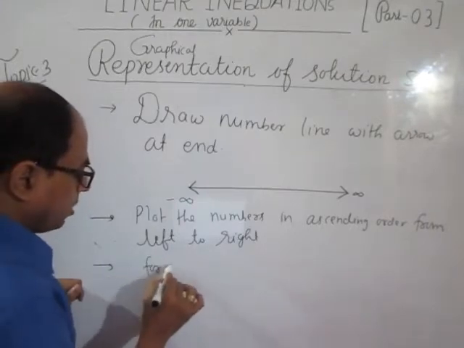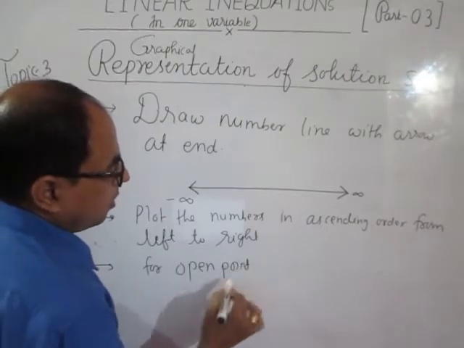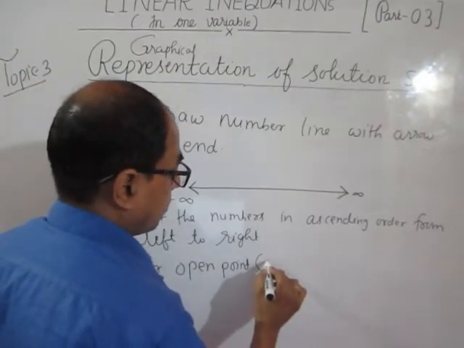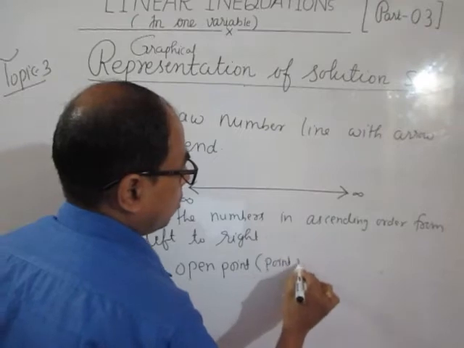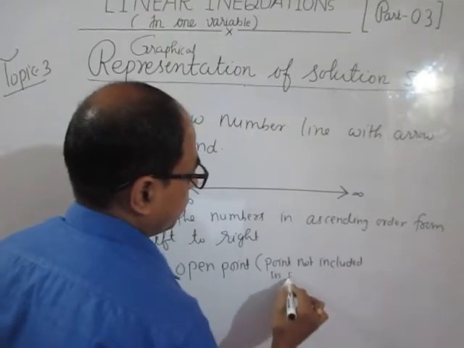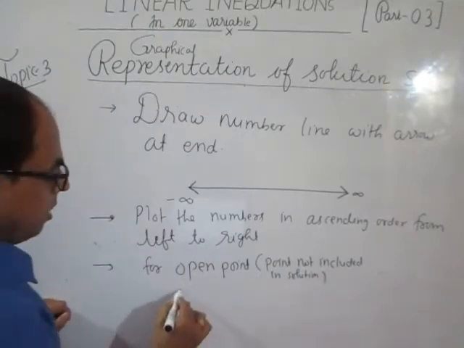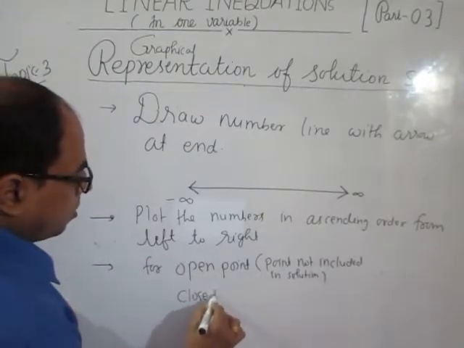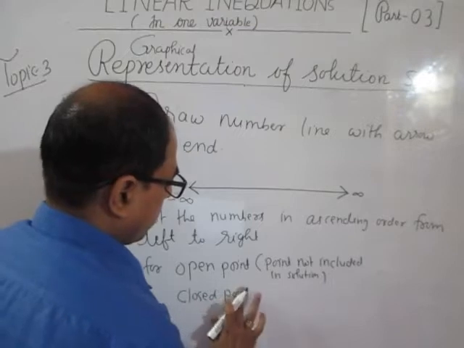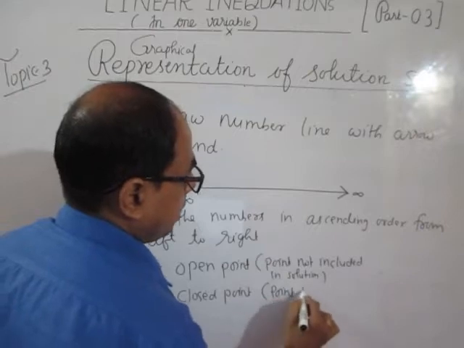What is the meaning of open point? Open point means the point which is not included in the solution. That is called open point. And you will get closed point also. So now you can understand the meaning of closed point. Closed point means the point which is included in the solution.